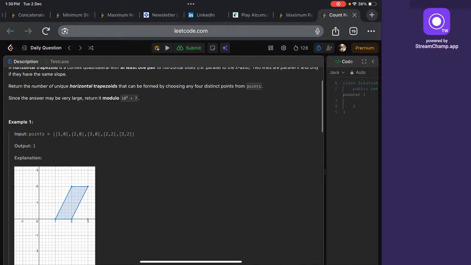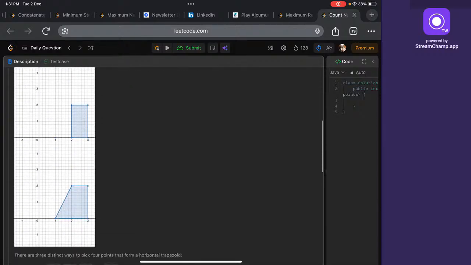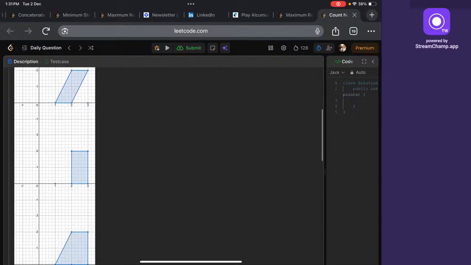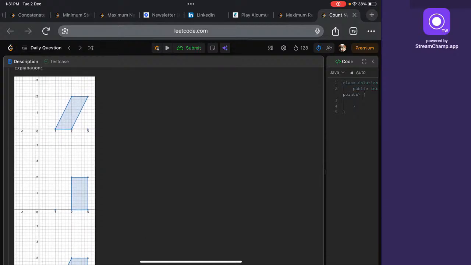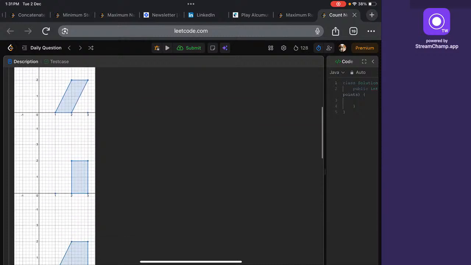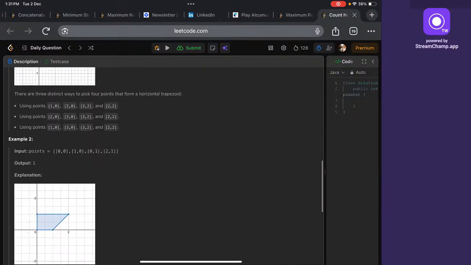Return the number of unique horizontal trapezoids that can be found by choosing any four distinct points from points. Okay, we need to return the number of trapezoids. Fairly not a good problem.